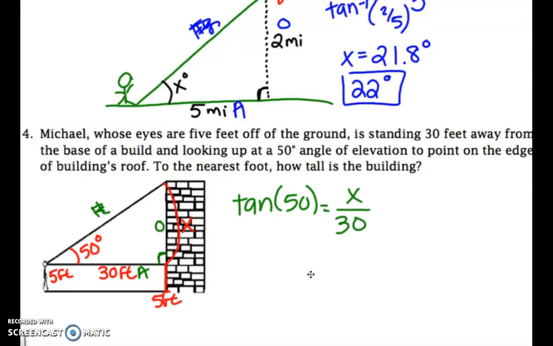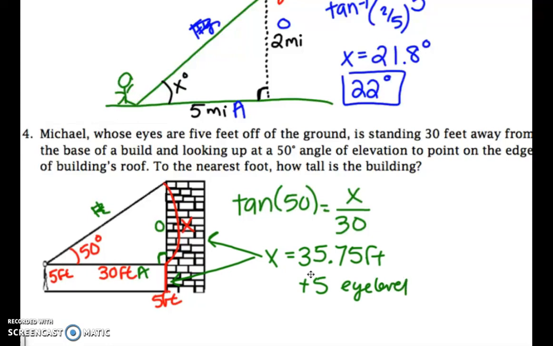So x is up high. I'm going to cross multiply. So tan of 50 times 30. So the building that he can see is 35.75 feet. Okay? But I also have this piece that he can't see. So you're going to have to add in your eye level. And so my total will be 40.75 feet. So that is how tall that building is.